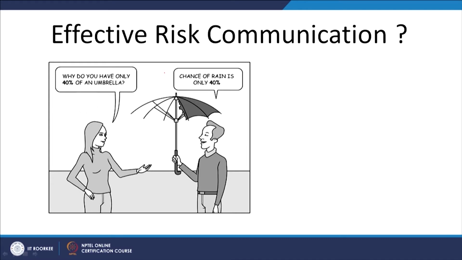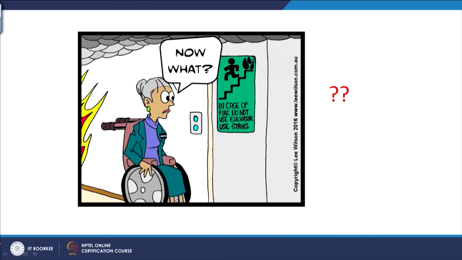Look at this very interesting cartoon. This lady is asking this person why only 40% of your umbrella is covered. This person is answering, because I received an early warning today saying that there is a 40% chance of rain, and that's why only 40% of my umbrella is covered. So this is so interesting. What the sender wants to say and what the receiver is interpreting is completely different, although the data are the same, right? Or if this lady has some physical challenges and is at risk because there is a fire, and now you are saying to her that don't use the staircase because it is on fire, then she wants to say, what? Should I commit suicide now?